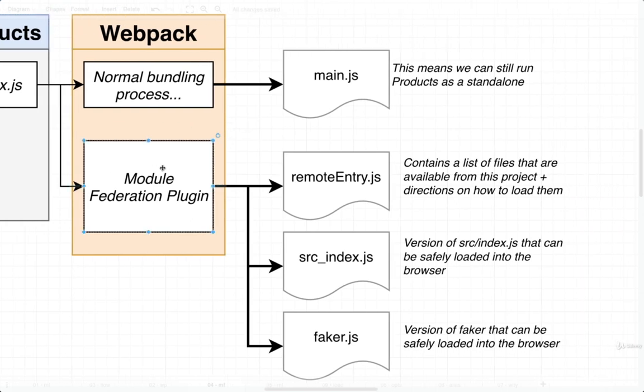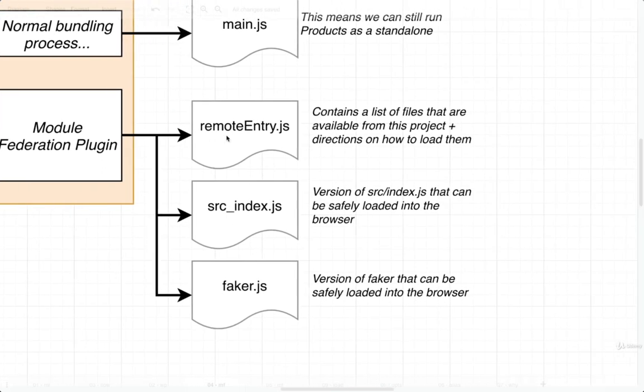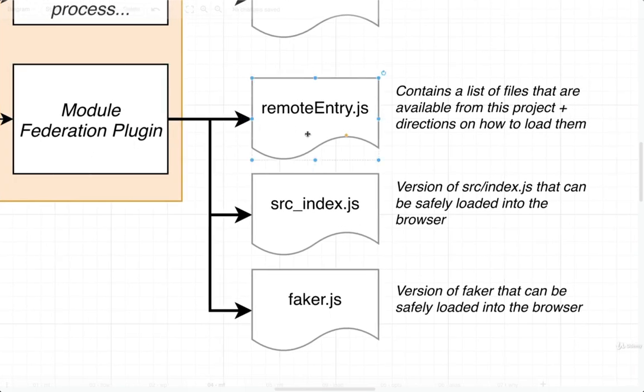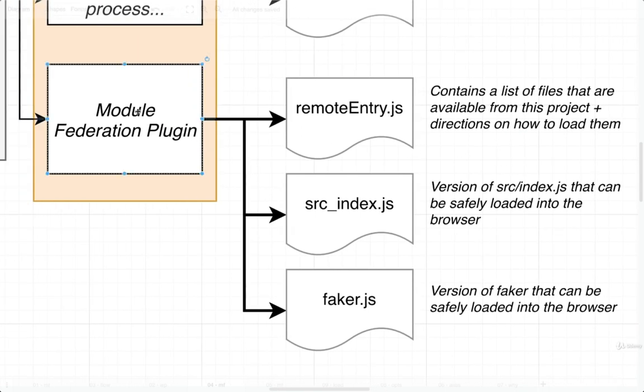By adding in the module federation plugin, however, we are now emitting a second set of files. The module federation plugin is causing us to output another set of files, which are the remote entry file, source index, and something around Faker as well. These are the 3 files that we just saw inside of our network request log. The first file, remote entry.js, is a JavaScript file that contains kind of a manifest of sorts. It lists all the other files that have been emitted by the module federation plugin, and it also has directions on how to make use of them.